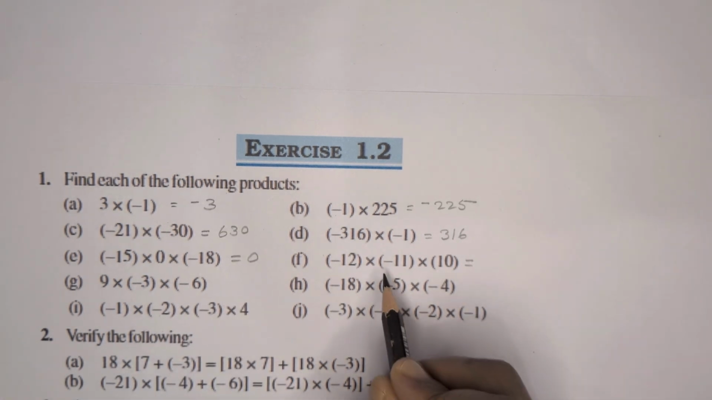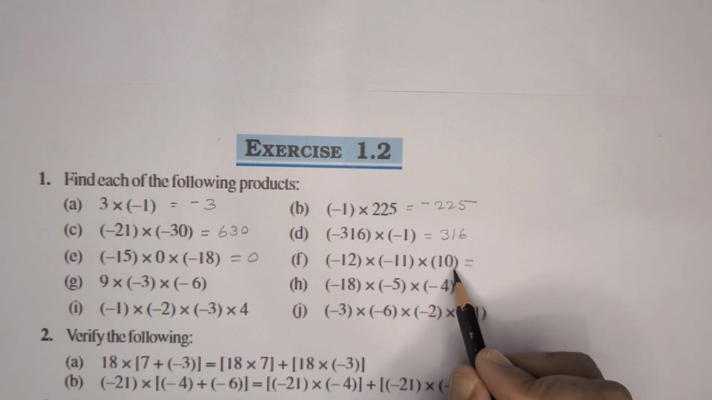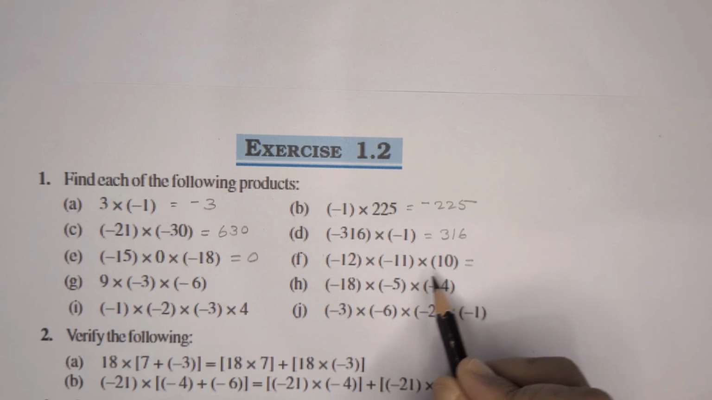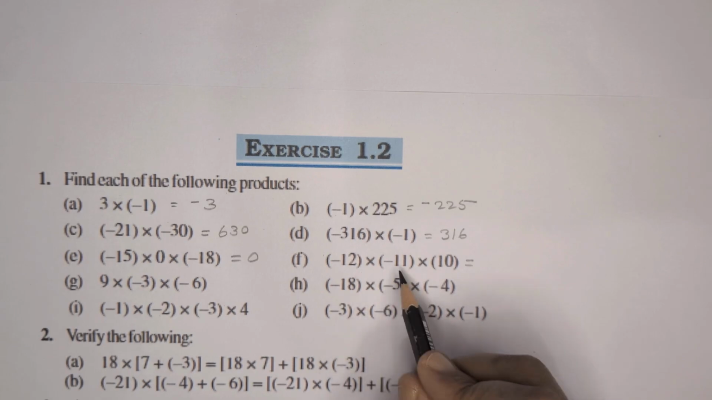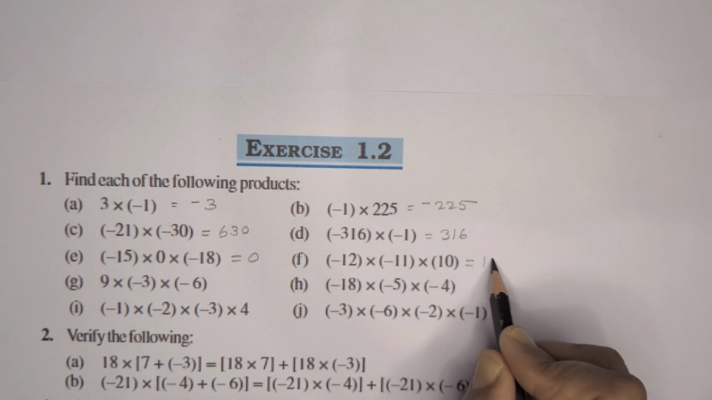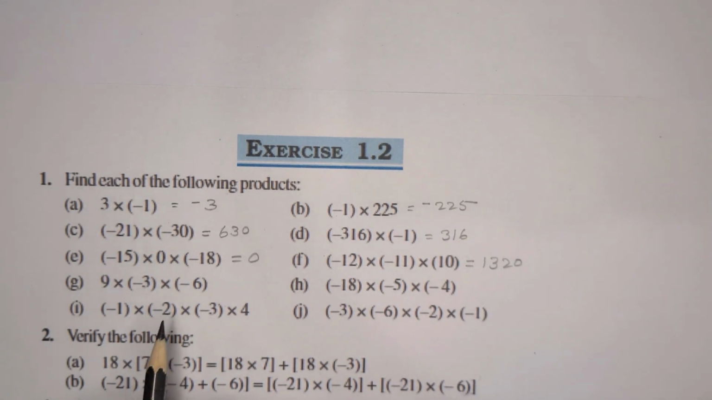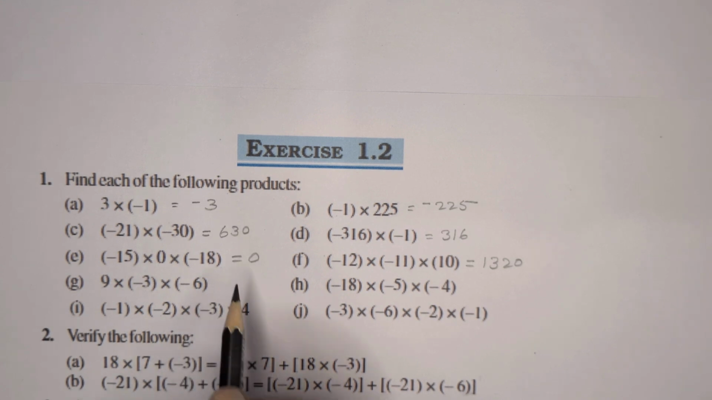Then here two negative numbers are there. So minus into minus positive, then another positive number. So it will become 12 into 11, 132, that into 10, 1320. Here minus into minus positive, 3 into 6, 18, 18 into 9, it will become 162.